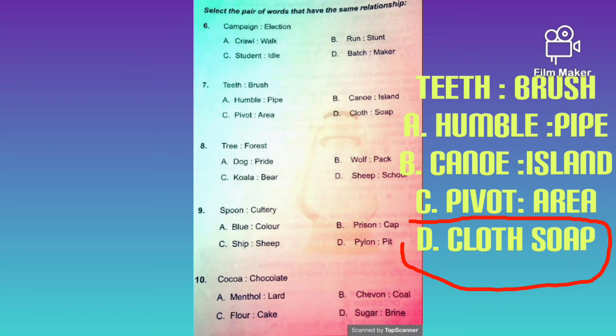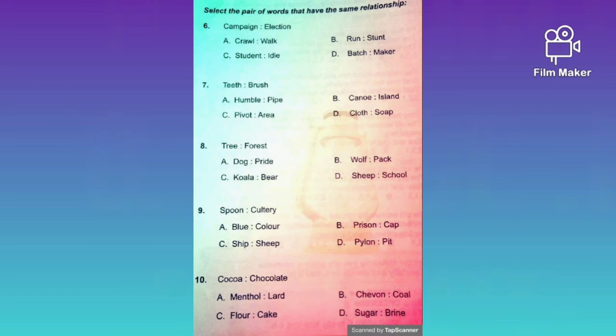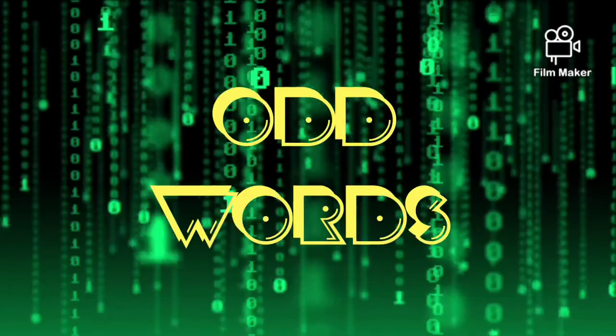Do you understand? Good. So the other ones we have tree, forest, and the options under we have spoon, cutlery, and the options under we have cocoa and chocolate. I'm very positive that you can do that, right? All right, let's go on.